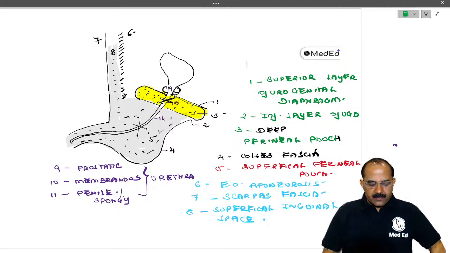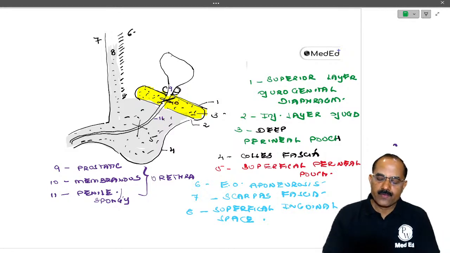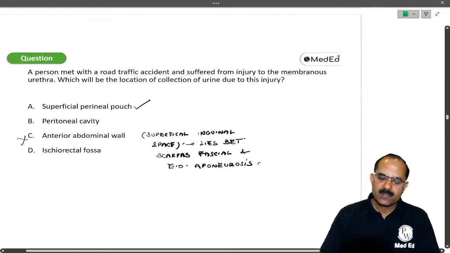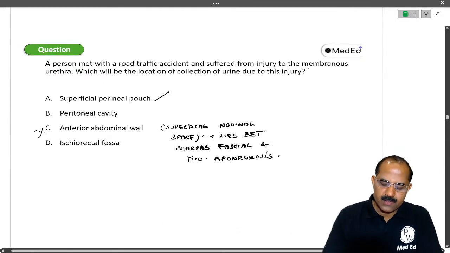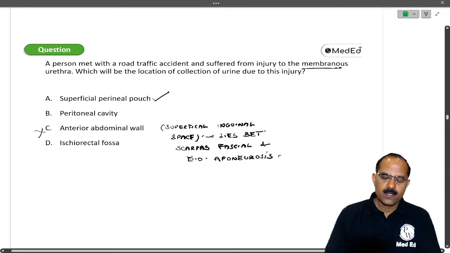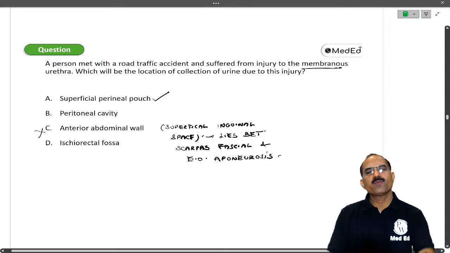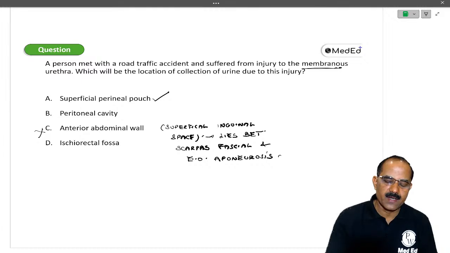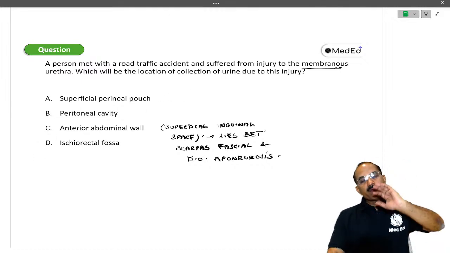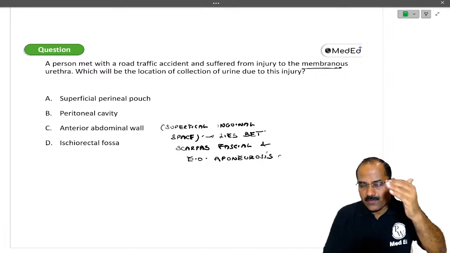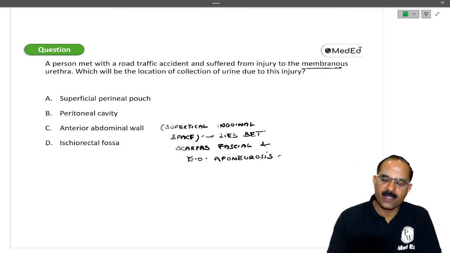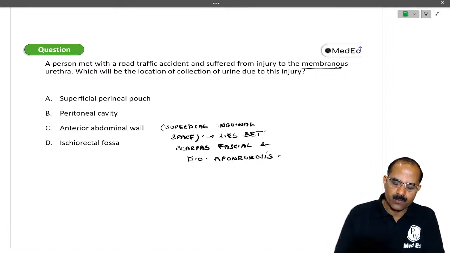Fine. Okay, so if there's an injury to the membranous urethra, where will the location of collection of urine due to this injury be? So what is your answer? Answer is not A. Answer A नहीं है. Answer is not A in this case. Where will the collection of urine be? The collection will be in the deep perineal pouch.